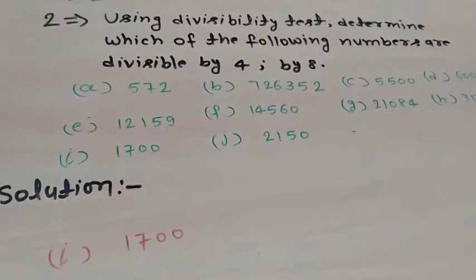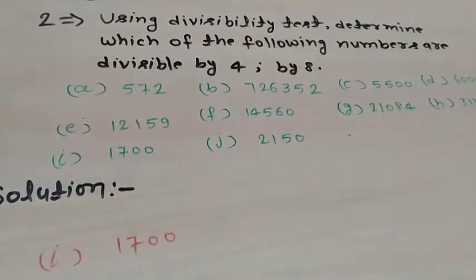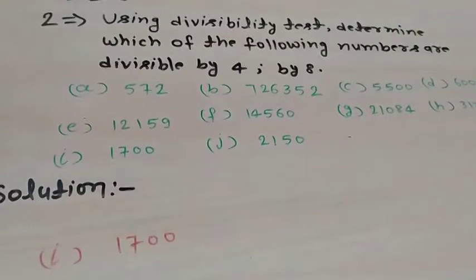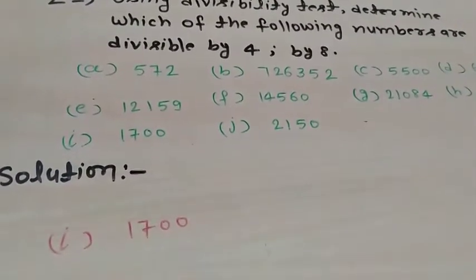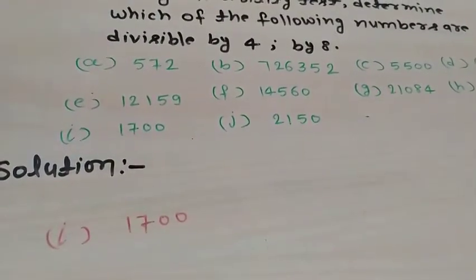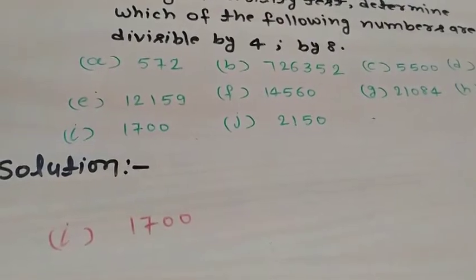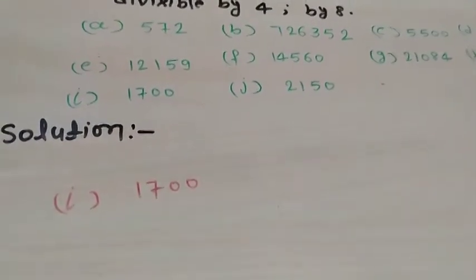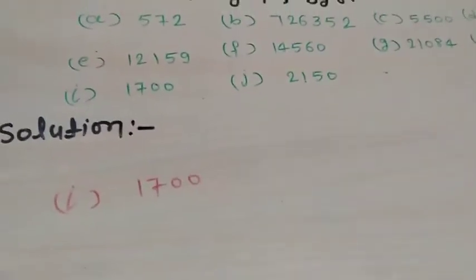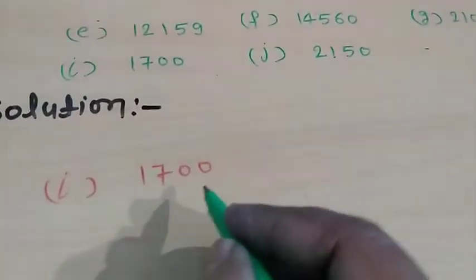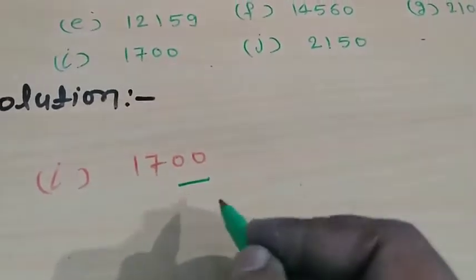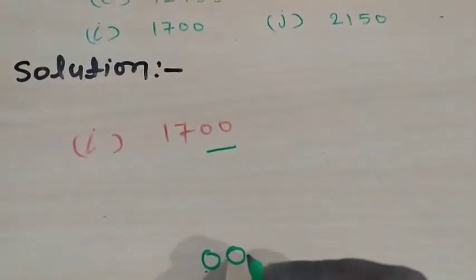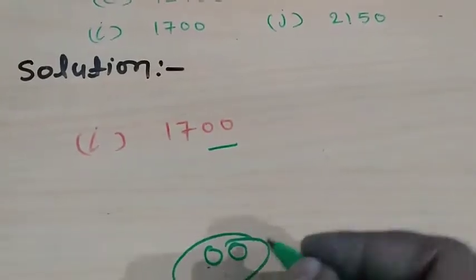This is the I part of question number 2. We check divisible by 4 and divisible by 8. So first we check divisible by 4. For this we check the last two digits. You can see here the last two digits are 0 0, so this is divisible by 4.